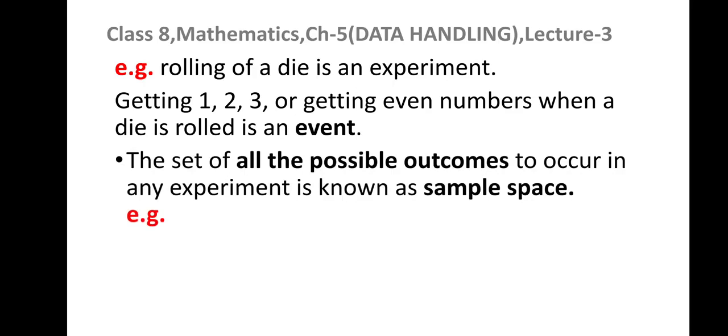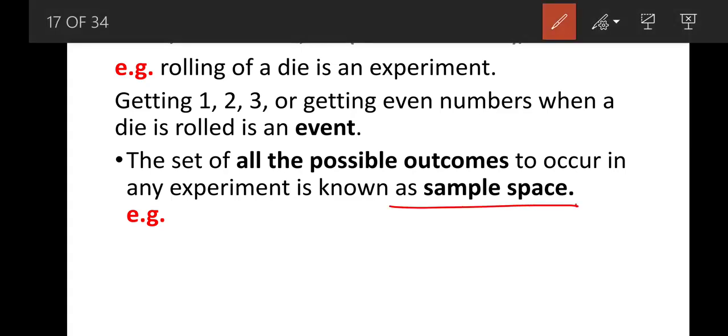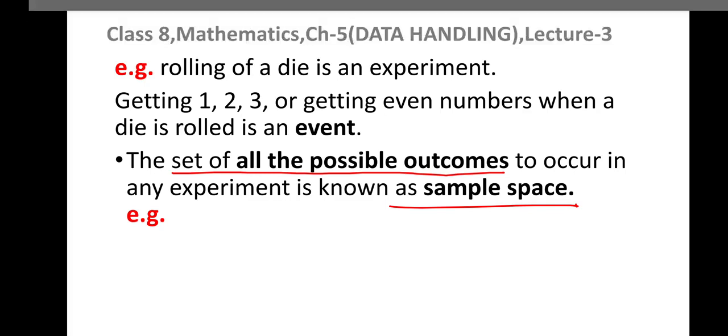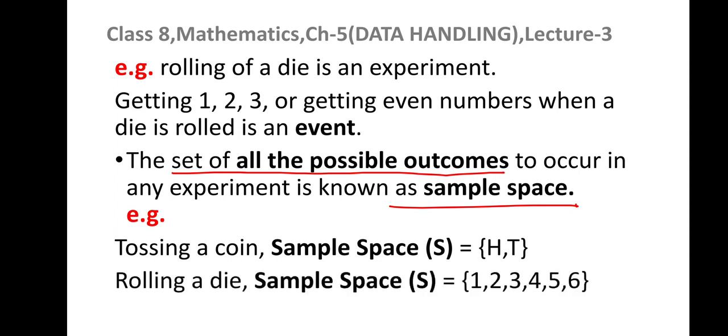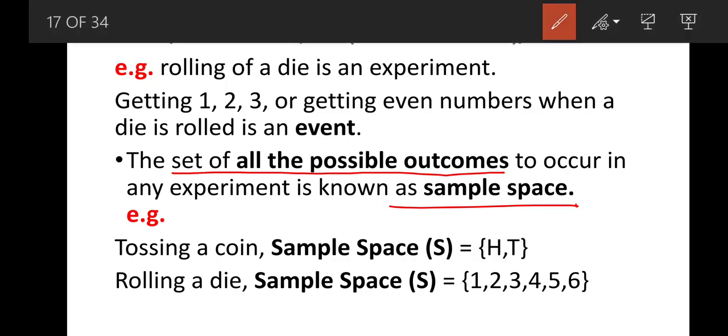The set of all the possible outcomes to occur in any experiment is known as sample space. This is what I told earlier. What do you mean by a sample space? Set of all the possible outcomes to occur in any experiment. For example, if I toss a coin, what are the possible outcomes? Head or tail. So this is a sample space. Tossing a coin, sample space is head or tail. These are the possible outcomes which I will be getting. Rolling a die, the sample space will be, I can get any of the numbers 1, 2, 3, 4, 5 or 6. This is represented by S.